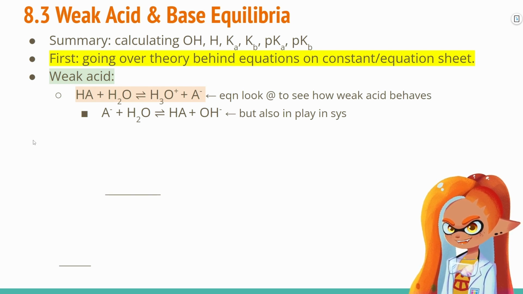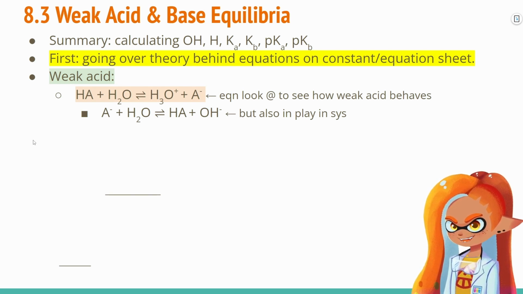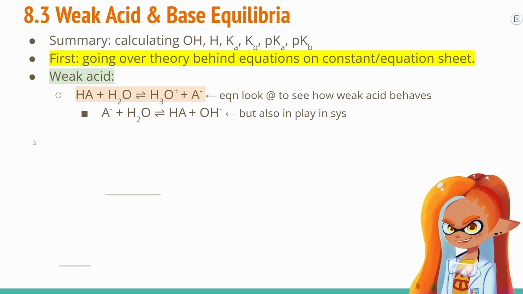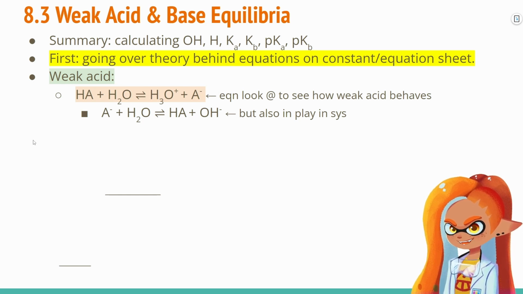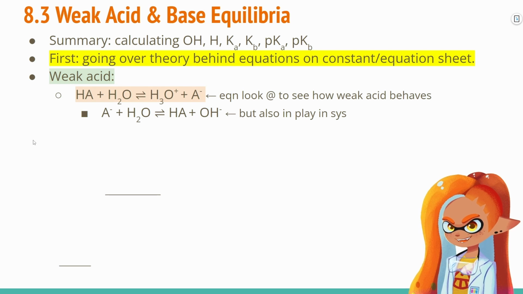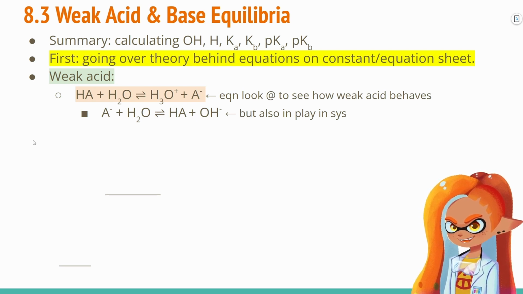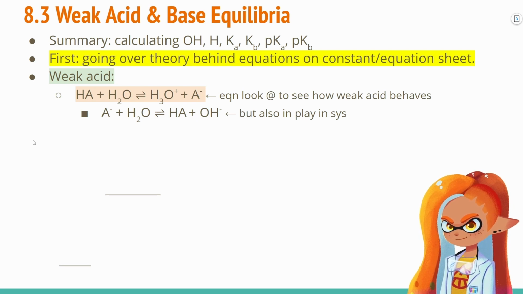And so it's not strong. The conjugate base is not strong. It's still acting like a base though. So both of them are weak. Okay, so we have a weak acid and we have a weak conjugate base. So make sure you know that both of them are technically happening.